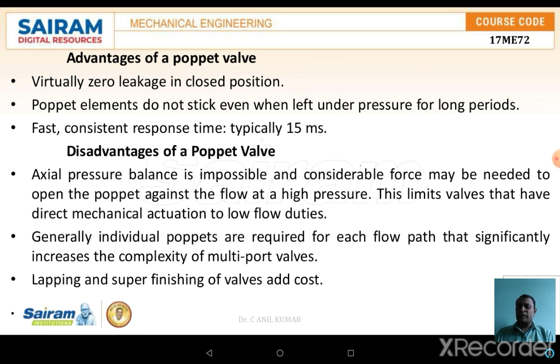The disadvantages of the poppet valves: axial pressure balance is impossible, and a considerable force may be needed to open the poppet against the flow at high pressures. This limits the valves that have a direct mechanical actuation to the flow directions. Generally, individual poppets are required for each flow path. That significantly increases the complexity of the multi-port valve. The lapping as well as super finishing of the valves adds to the cost of the poppet valve.